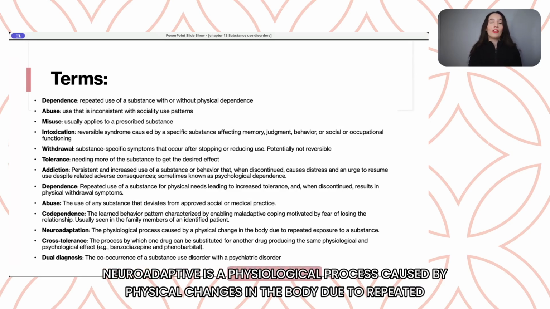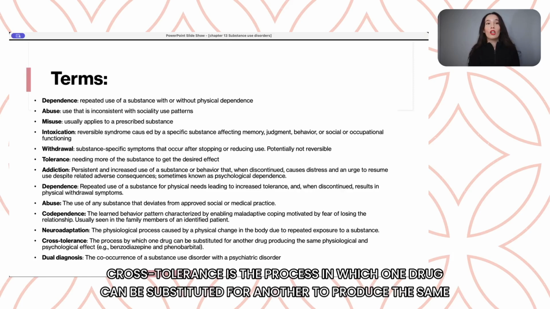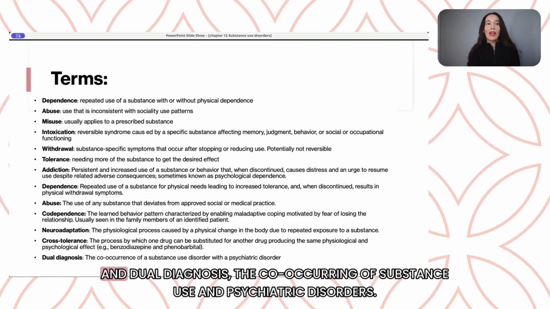Neuroadaptive is a physiological process caused by physical changes in the body due to repeated exposure to a substance. Cross-tolerance is the process in which one drug can be substituted for another to produce the same physiological and psychological effects. So, for example, benzodiazepines and phenobarbital. And dual diagnosis, the co-occurring of substance use and psychiatric disorders.